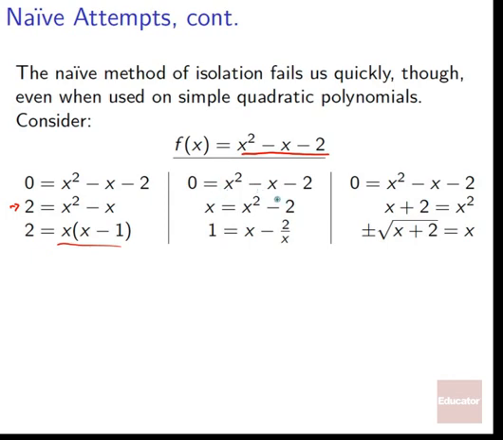So let's try another way. 0 equals x squared minus x minus 2. Let's move x over, because we're used to trying to get just x alone. So we've got x here, but then we've also got x squared here. So let's divide by x. We get 1 equals x minus 2 over x. Once again, not really sure what to do.